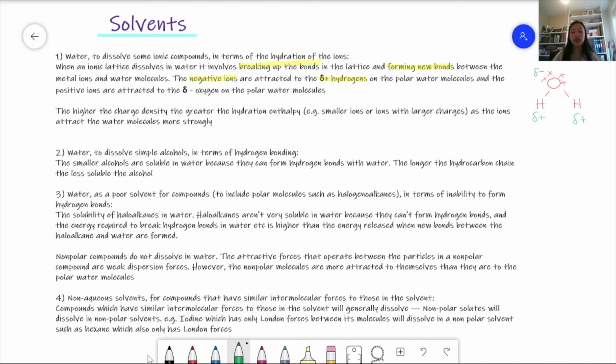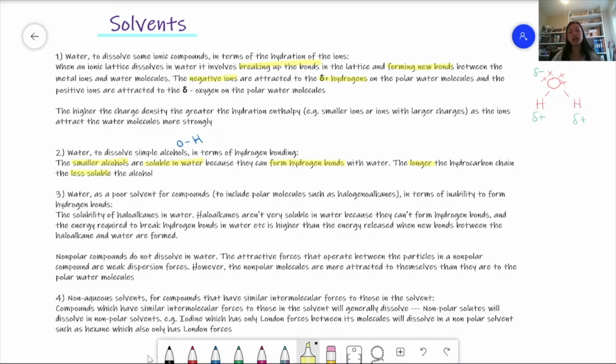So number 2, water to dissolve simple alcohols in terms of hydrogen bonding. So smaller alcohols are soluble in water, and that's because they form hydrogen bonds with the water, because alcohols have that OH group. So they can form hydrogen bonds with the water that looks like this. And the rule is that the longer the hydrocarbon chain, the less soluble the alcohol.